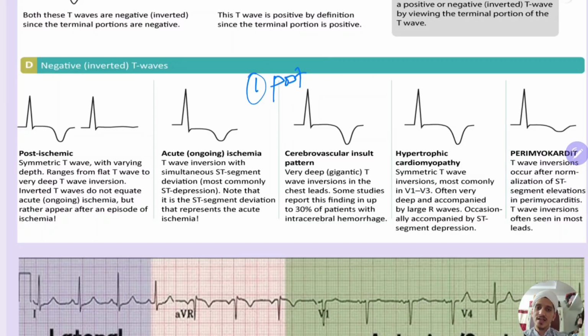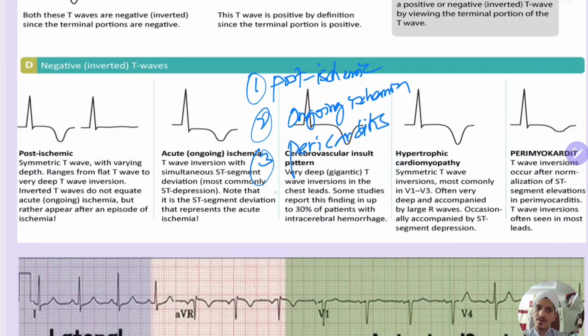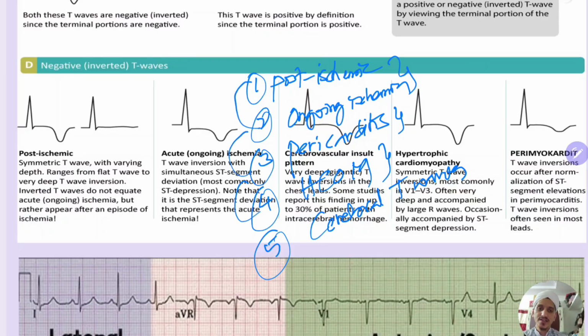I am revising this one. One is post-ischemic. Second is ongoing ischemia. Third is pericarditis. Common things we'll put first. Fourth is hypertrophic cardiomyopathy, HCOM. Fifth is cerebral T waves, something related to the CNS. So these are ischemic, pericarditis, hypertrophic cardiomyopathy. Basically 3 things are related to the heart, and the ischemic one is the most important among these. And one thing is related to the brain. That's how we can remember.